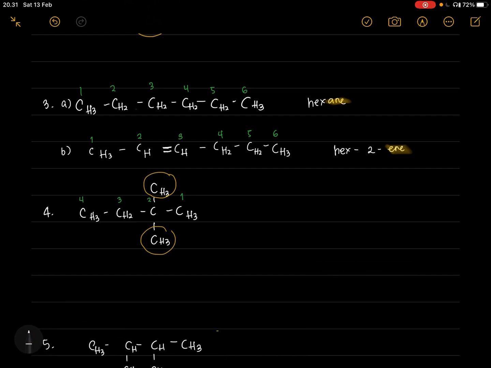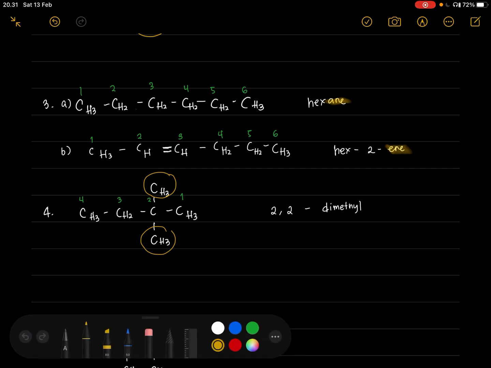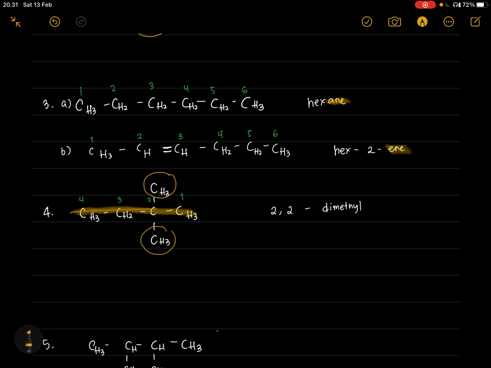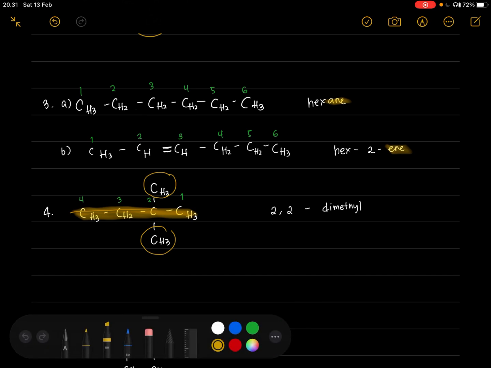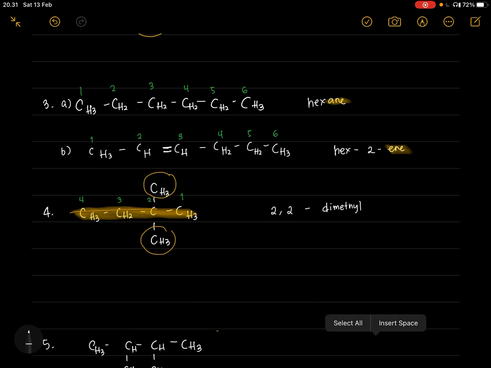So this one will be named as 2,2 dash. So between the number and the word, you have to separate with the hyphen or the dash. 2,2-dimethyl, and then the longest chain. Now this one, the longest chain contains 4 Cs, so this one is called 2,2-dimethyl butane.